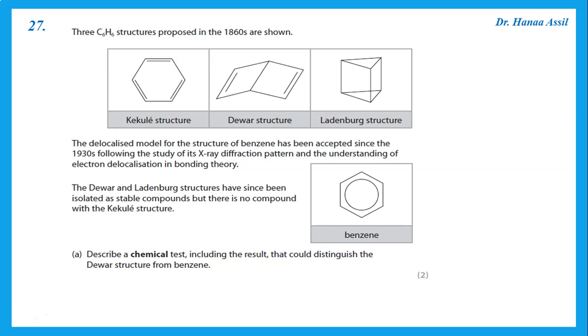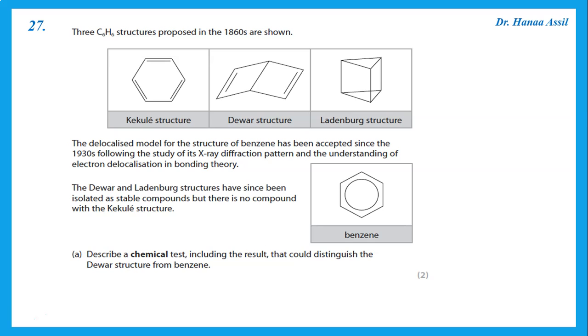This model has been accepted since the 1930s following the study of its X-ray diffraction pattern. So we said from the X-ray diffraction pattern, they decided that this is the structure of benzene. And the understanding of electron delocalization, the fact that we started to learn that the electrons of the pi bond can be delocalized around the benzene ring.